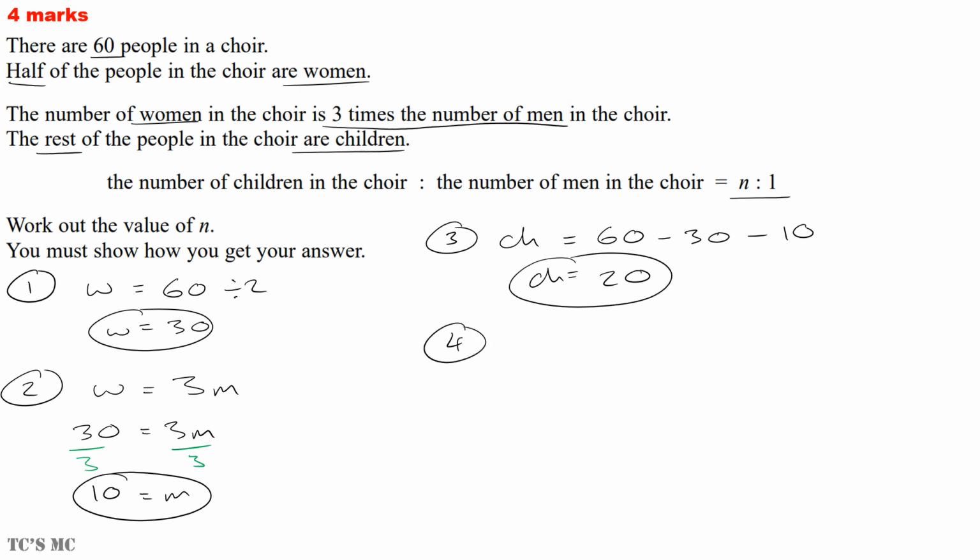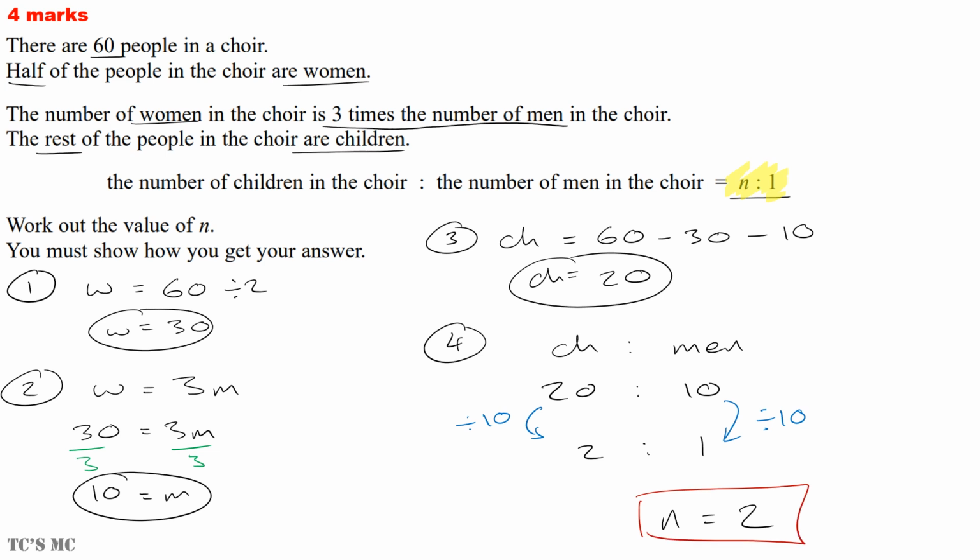Move on to the ratio part of the question. We've got children to men, and that is 20 to 10, and that is our third mark. The question, however, says n to 1. So under the men, we need to write 1. To go from 10 to 1, we need to divide by 10. Do the same on the other side. So that means the ratio is now 2 to 1. To answer the question, work out the value of n, we would say n is equal to 2 for our fourth and final mark.